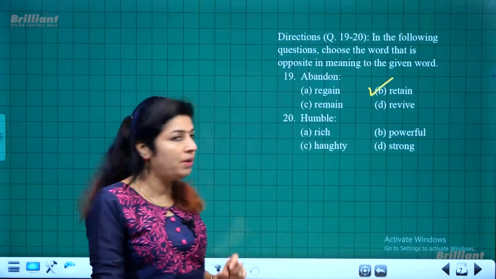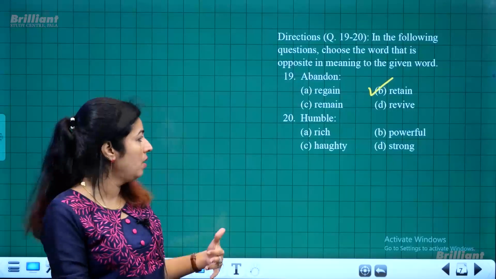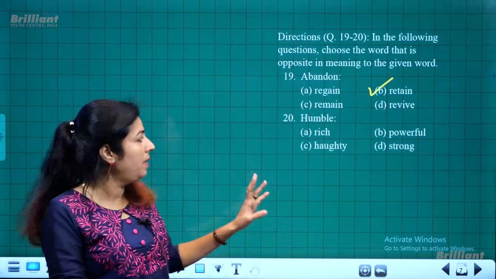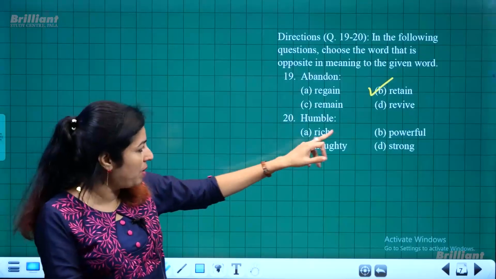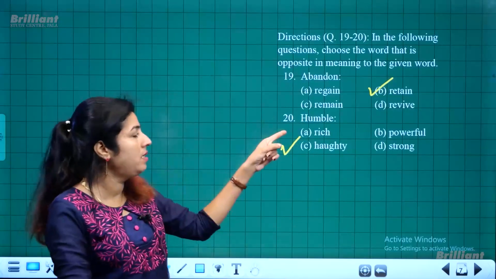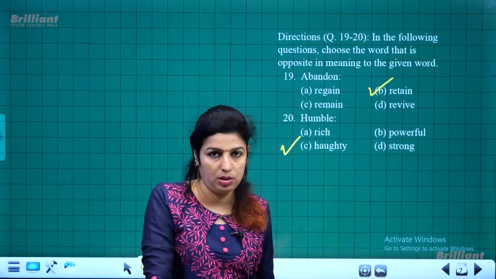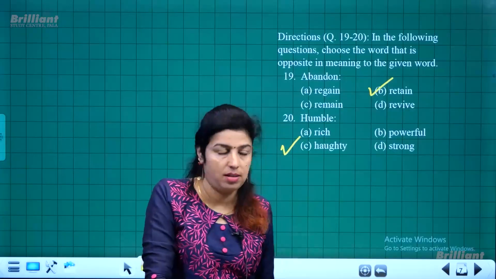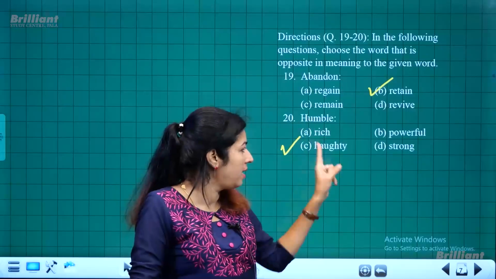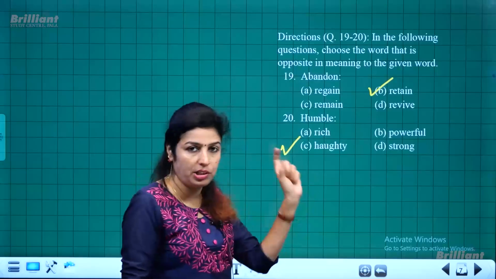Now humble. Humble is a word whose meaning you know. A person who is very humble, very down to earth, very simple and humble. And what is the opposite? Not rich, powerful, strong, but haughty. See, humble means a very down to earth person, very simple, not having any arrogance. But haughty means quite proud and arrogant. So that is the exact opposite of the word humble: haughty. H-A-U-G-H-T-Y.